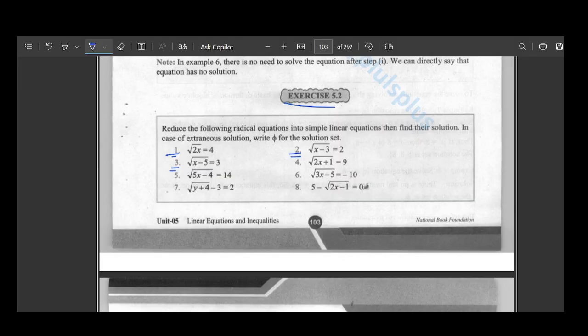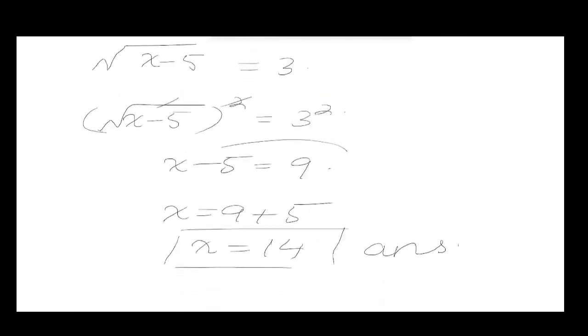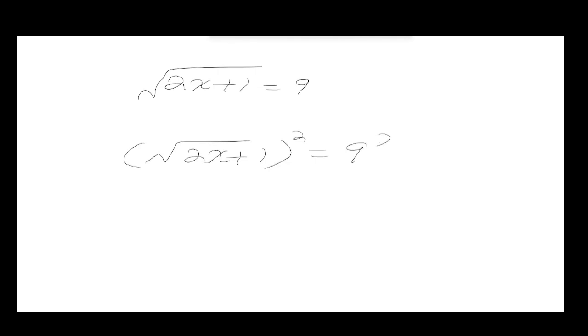Now let's move on to question number 4. Here we have radical or square root of 2x plus 1 and that is equal to 9. So how are we going to solve this expression? Let's write the expression first. We have radical 2x plus 1 that is equal to 9. Here we have the radical sign, so we're going to take the squaring on both sides. So we can write 2x plus 1 whole square. This is equal to 9 square. So the square of 9 is equal to 81. The square and the square root get cancelled. 2x plus 1 is equal to 81.